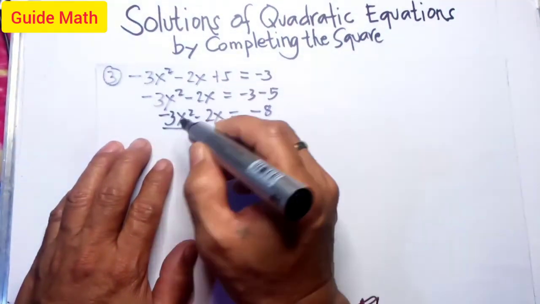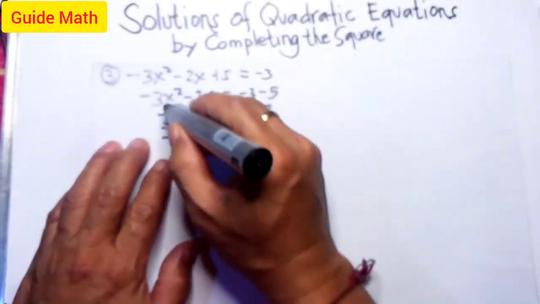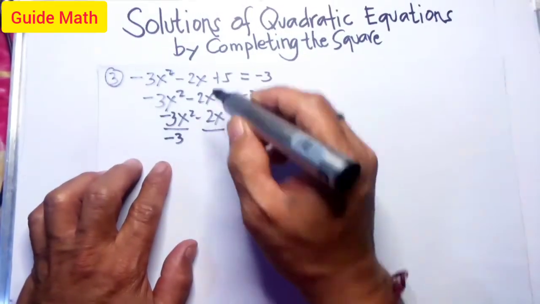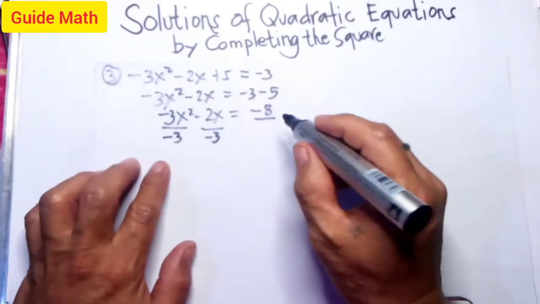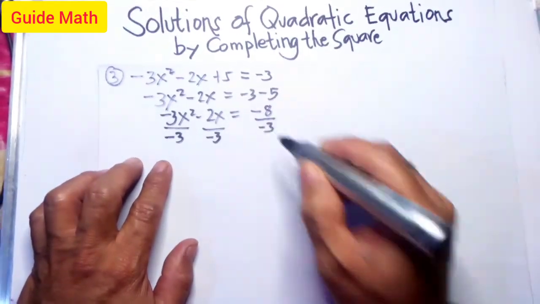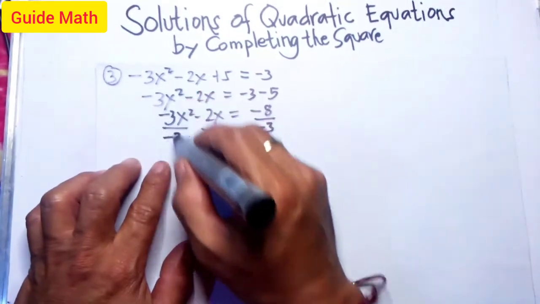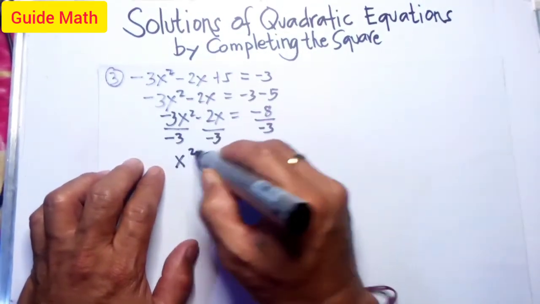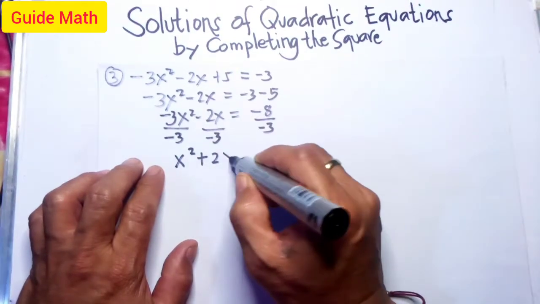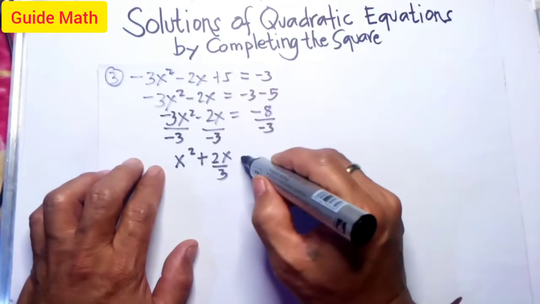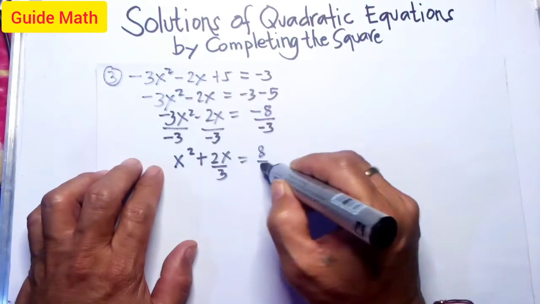So divide by negative 3 so that this will become equals to positive 1. Also, second term divided by negative 3, and even our constants divided by negative 3. So this will become equals to positive 1. So matitira lang dito is x squared. Ito negative divided by negative is positive 2x over 3. Then we have equals to positive 8 over 3.